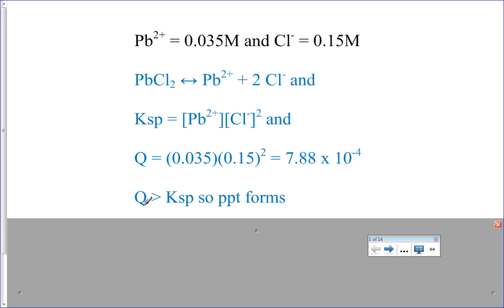Remember that when Q is greater than Ksp, it means that we have too many on the reactant side over here, so that it has to go backwards to the product side, and this is the solid, so that's why we get a precipitate. For all of these problems, the K values are on the first graph.